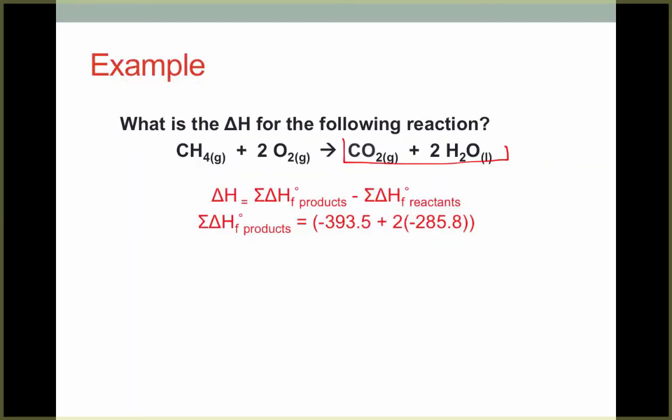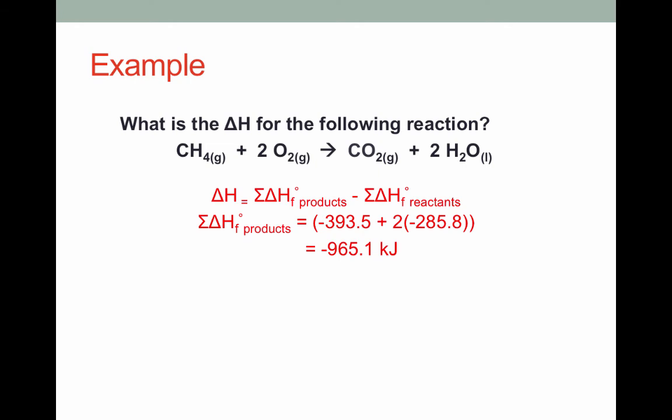Our products in this case are CO2 and water. Here, from our table, we know that the delta H of formation of CO2 is negative 393.5, and the delta H of formation of H2O in its liquid form is negative 285.8. But since there are 2 moles of water, we need to multiply this value by 2. In total, we'll have a delta H of formation of products of negative 965.1 kilojoules. In other words, when these products form, 965.1 kilojoules of energy will be released.